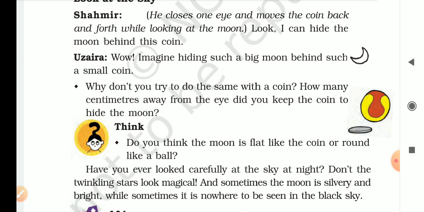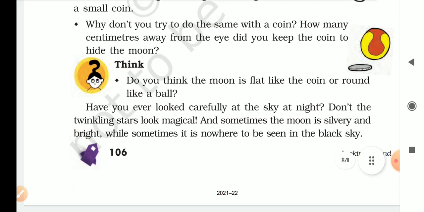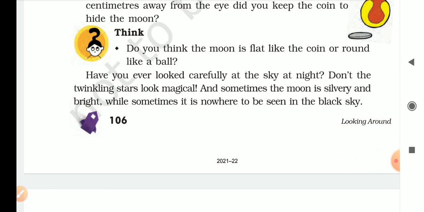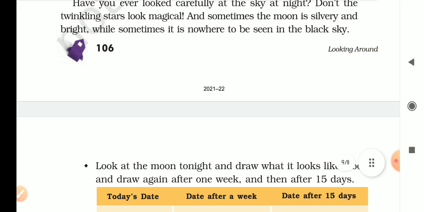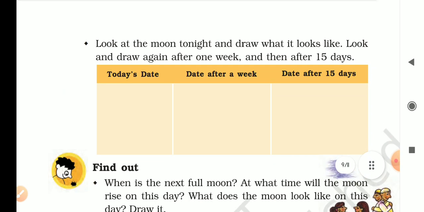Do you think the moon is flat like the coin or round like a ball? So we all know that the shape of the moon is round. Have you ever looked carefully at the sky at night? Don't the twinkling stars look magical? And sometimes the moon is silvery and bright, while sometimes it is nowhere to be seen in the black sky. So it's about the heavenly bodies. Here it is mentioned about the appearance of stars and the moon at night.